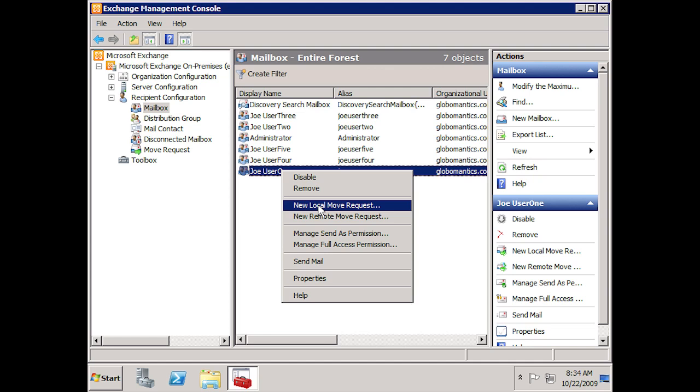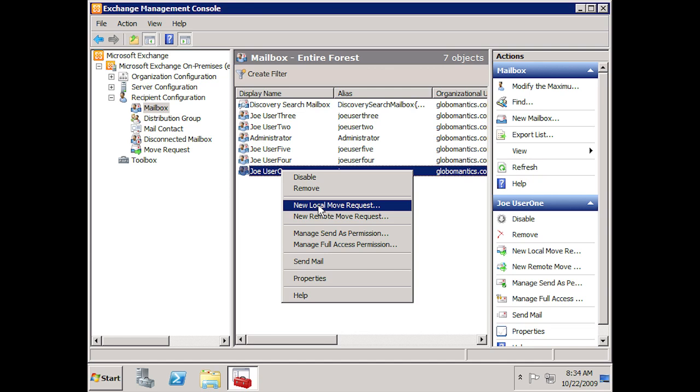You can move it within the Exchange server itself to another Exchange 2010 server, from a 2007 server over to the Exchange 2010 server. The biggest thing to keep in mind here is that this is all within the same organization, within the same forest.